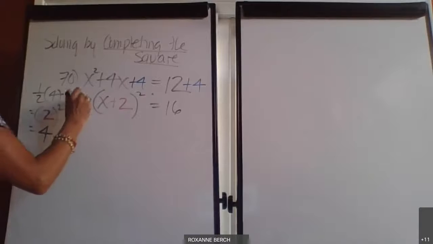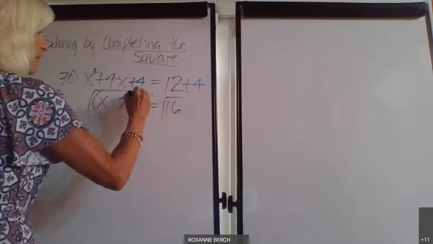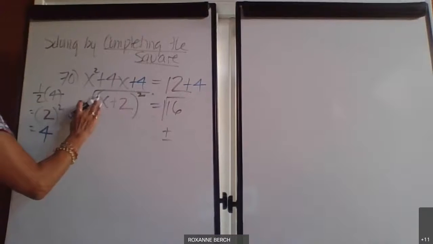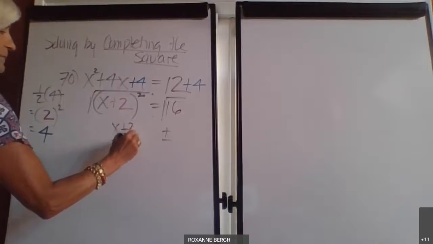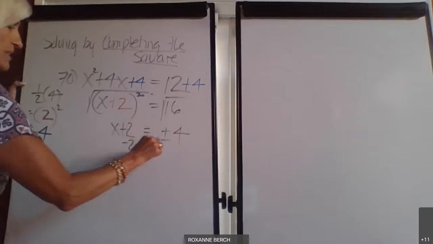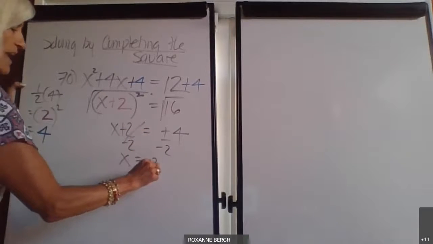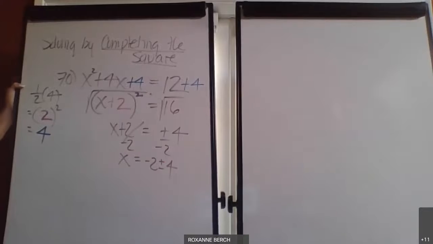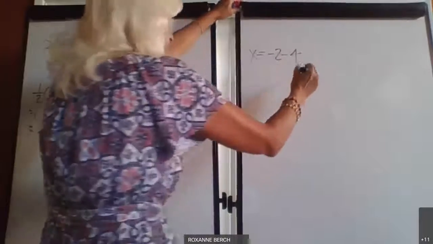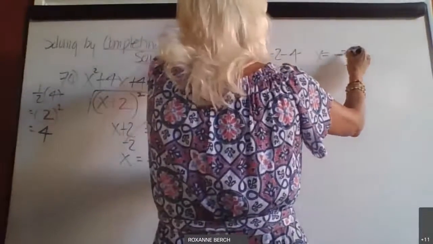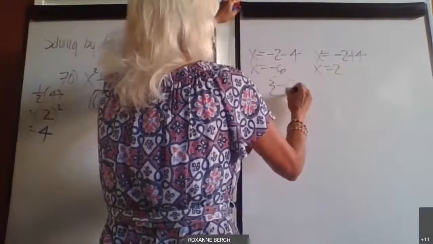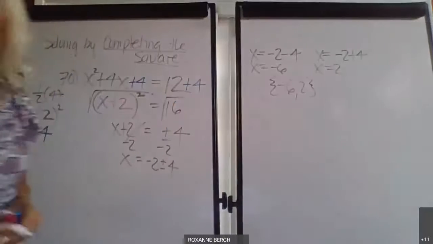Now we use the square root method. We take the square root of both sides. Don't forget plus or minus. We have 2 of these, so x plus 2 comes out, and that's a perfect square. We subtract 2. We get x is equal to negative 2 plus or minus 4. So x is equal to negative 2 minus 4 and x is equal to negative 2 plus 4. So x is equal to negative 6 and x is equal to 2. Those are your two solutions.